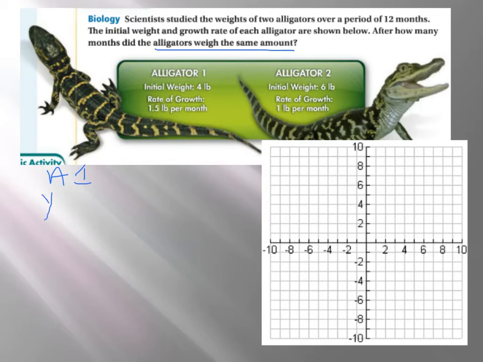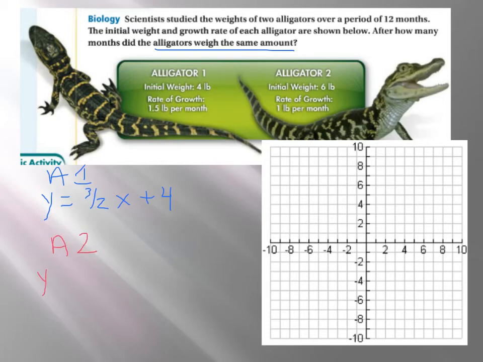I'm going to have my weight, that's going to be my y. My rate is 1.5. If I write that as a fraction, that would be 3/2 x. And my initial weight, what did I start at? That's your b, that's your y-intercept. So now I have my equation for alligator 1, and now I have to write up alligator 2.